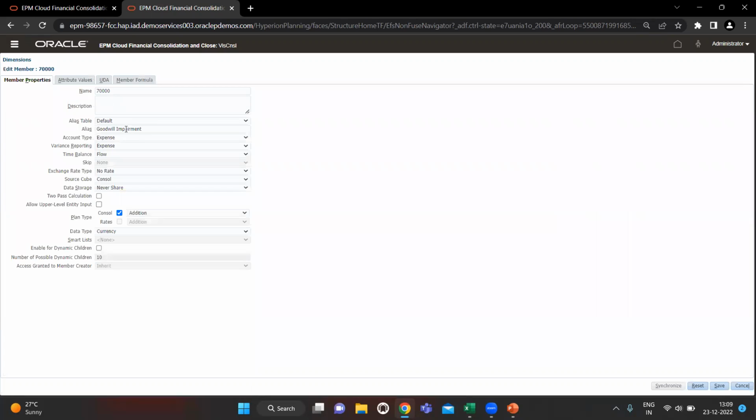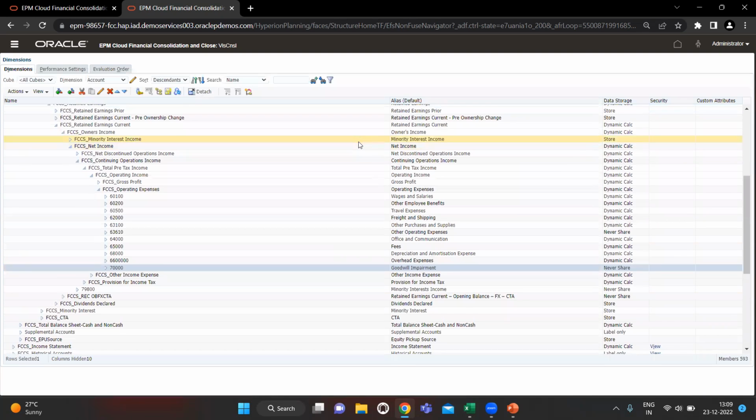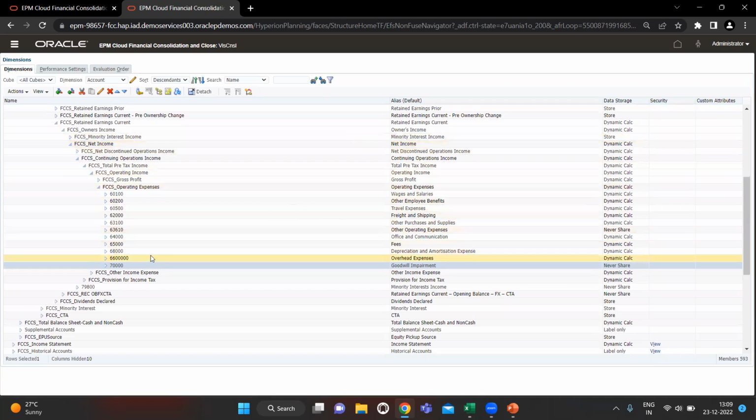Let me show the account properties also. So the name I've given 7,000 as the metadata, and the alias is goodwill impairment. Account type is expense as usual, and time balance is flow, and as you can see, the plan type is additional. Okay, so it will automatically roll up to the parent. So let's cancel it, and yeah, data storage is also never share. Okay, so let's move on.